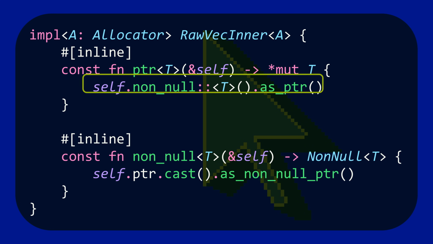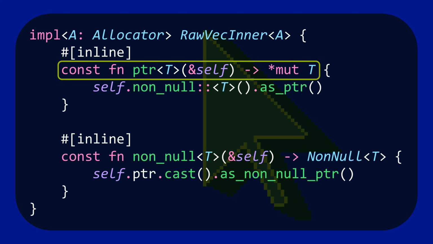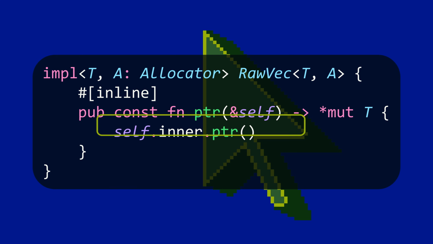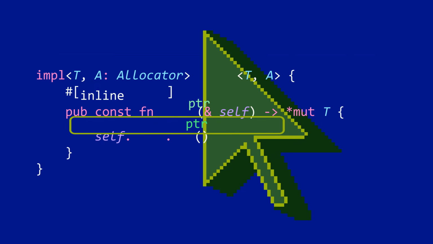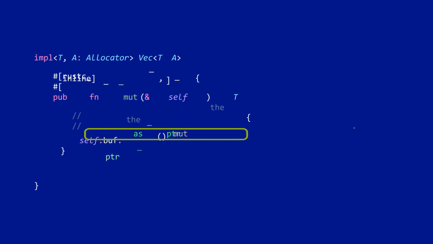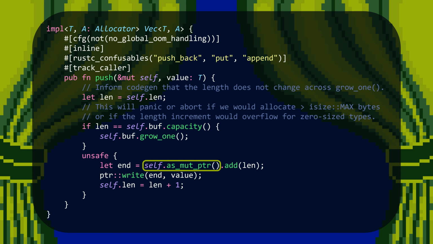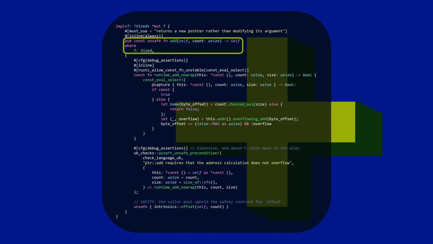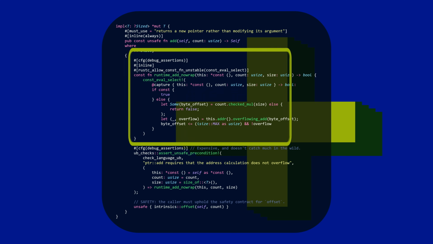This gives us a raw mutable pointer to the beginning of our memory. This pointer method is called inside of the RawVec pointer method, which is called inside of the Vec as_mut_ptr method. Now that we have a pointer to the beginning of Vec's memory, we add len to that pointer to position it at the desired position in our memory. Add takes a pointer and moves it count memory slots.